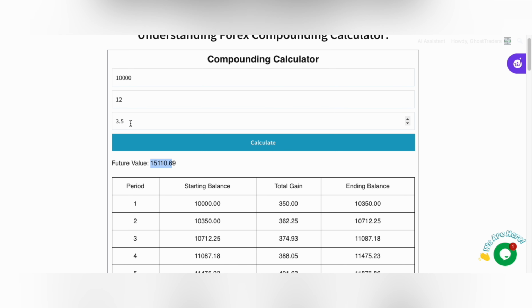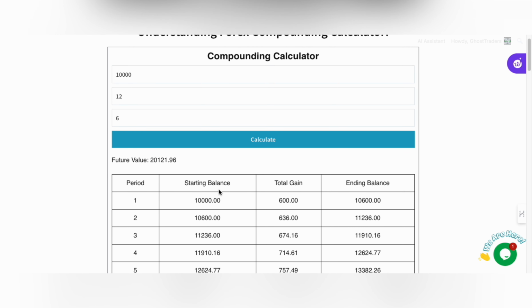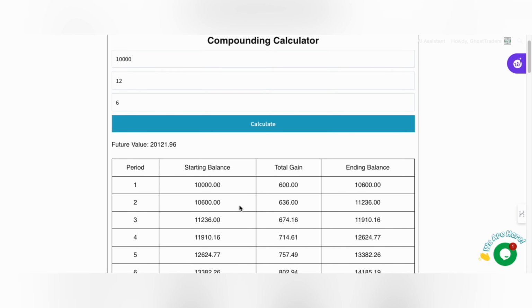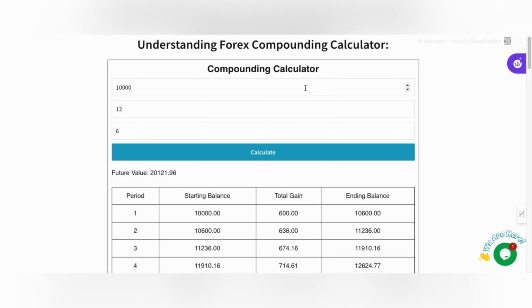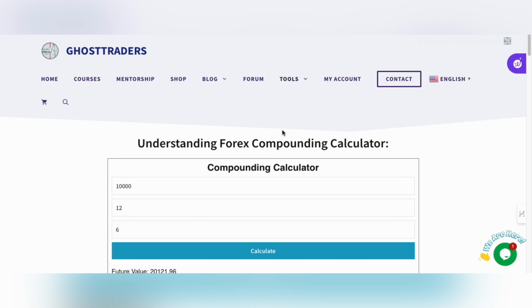Okay, so if you are that good that you can reach 6%, then your money will increase accordingly. So you can see the future of thinking long term and applying right risk management. So this is the compounding calculator tool. I believe this tool is gonna help you a lot, so you can use it. Make sure you put this on your bookmark.